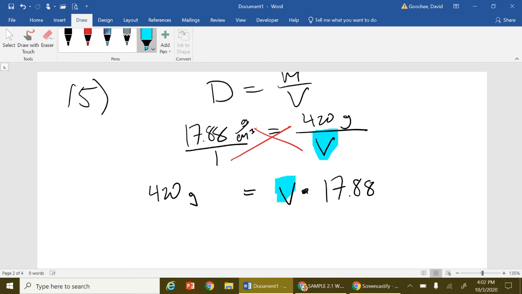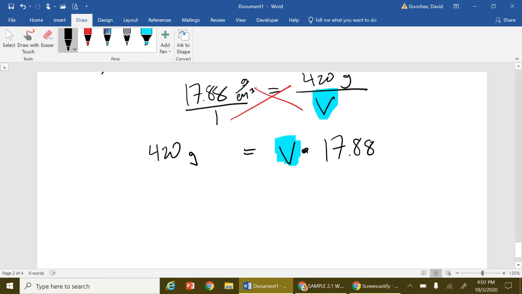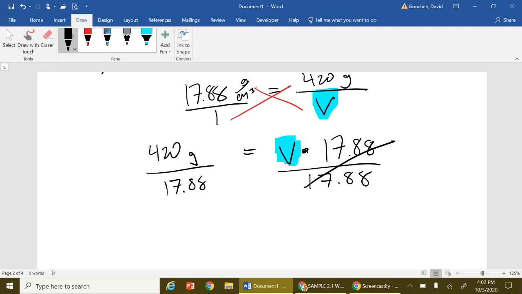So now you're trying to solve for v, and now it turns out you know how to do this. V times 17.88. How do we get rid of it? Well, we divide both sides by 17.88. So the volume is equal to 420 grams divided by 17.88. 420 divided by 17.88. The volume is equal to 23.49.